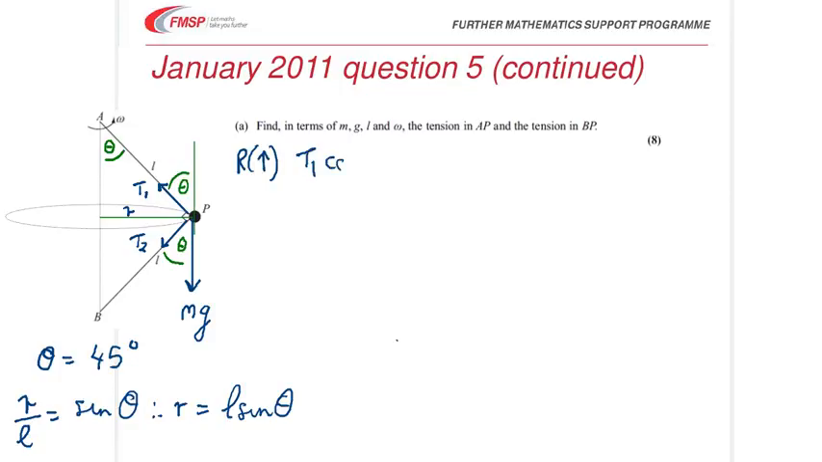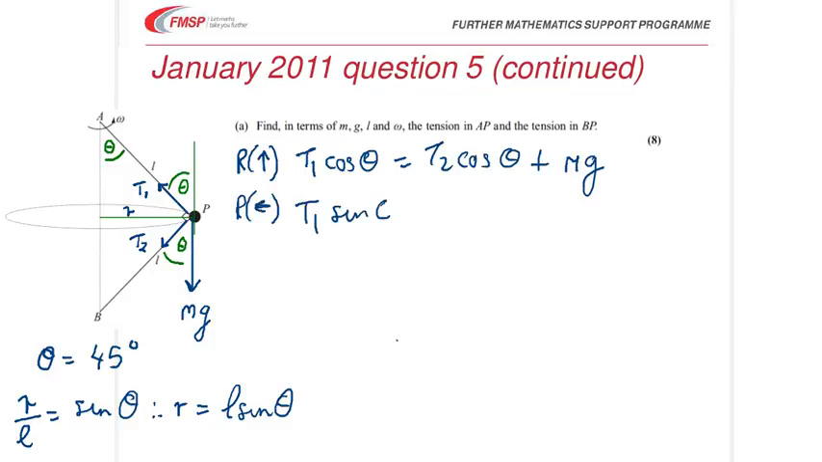So resolving vertically, T1 cos theta equals T2 cos theta plus mg. And towards the center, T1 sine theta plus T2 sine theta equals mr omega squared.